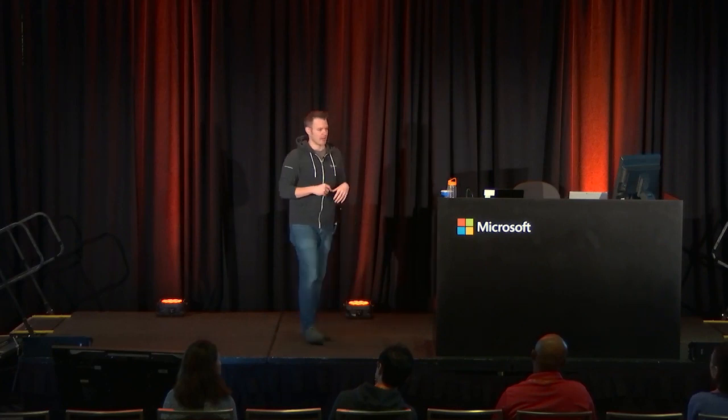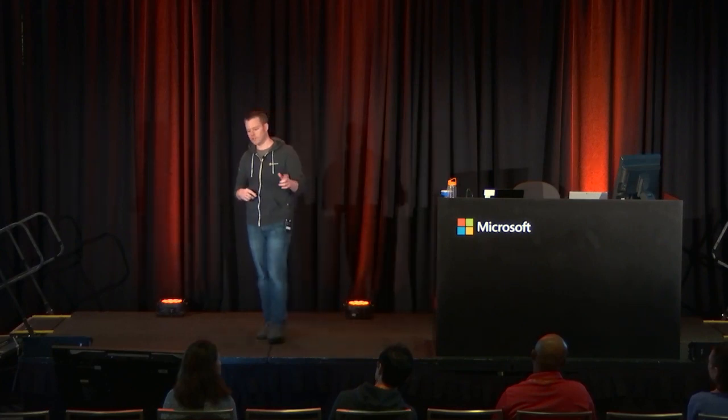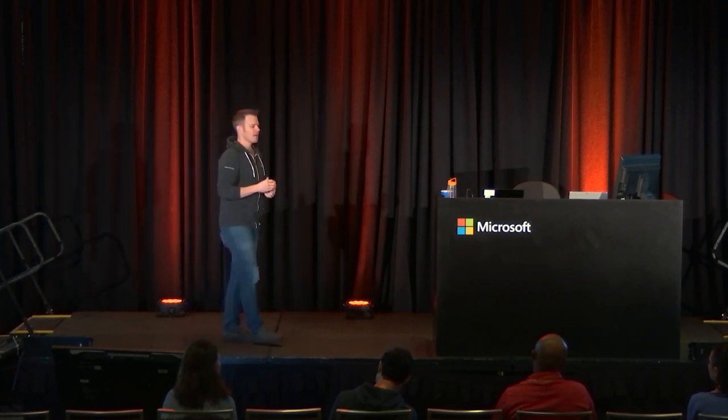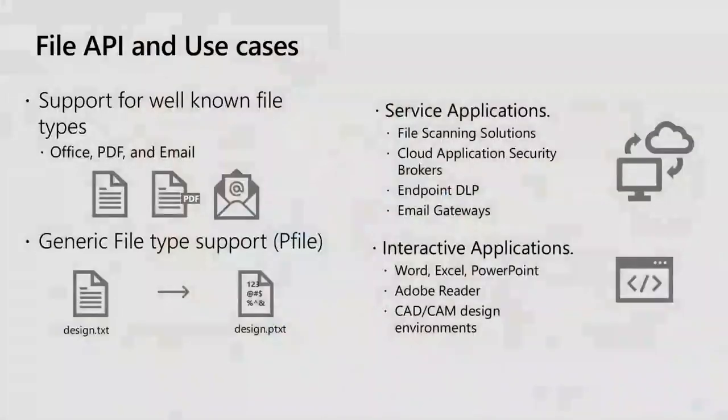The other common use case is that we would use the file API to actually apply the label. So I would reason over the plain text content and then say, oh, wow, this needs to be encrypted because it contains 100 social security numbers. And then we could use the file API to apply the label to that file or email and then allow it to go wherever it was going.